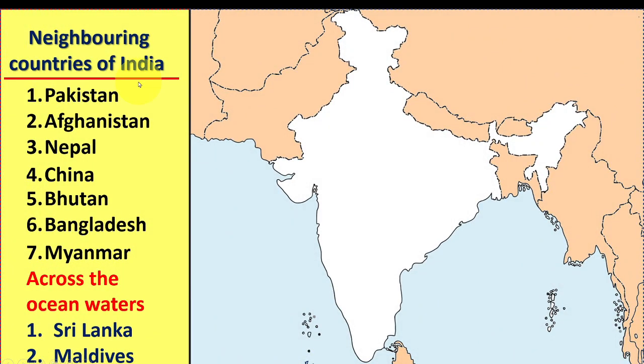The neighboring countries of India are Pakistan, Afghanistan, Nepal, China, Bhutan, Bangladesh and Myanmar. Across ocean water we have Sri Lanka and Maldives. First of these is Pakistan, which lies in the northwest part of India. Second is Afghanistan. It also lies in the northwest part of India.